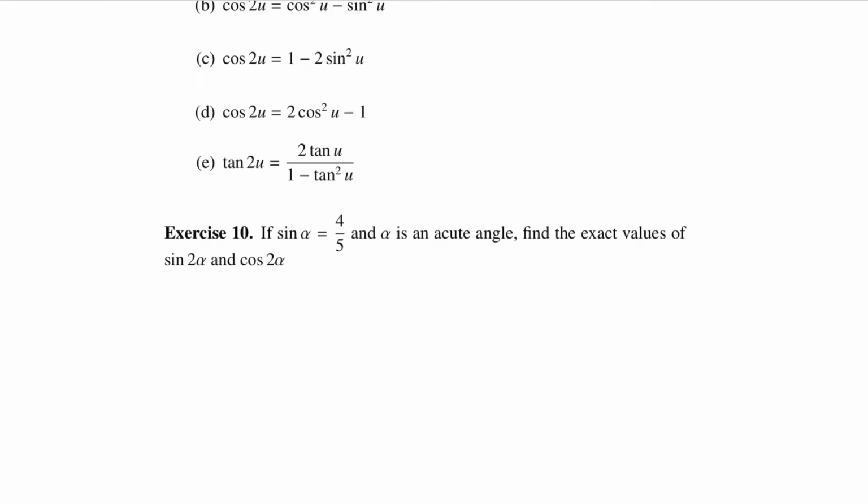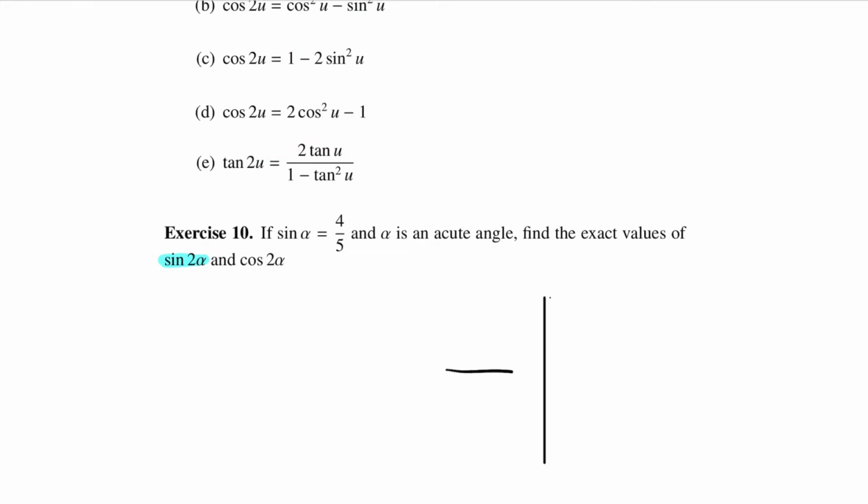Let's look at this first example. It says if sine alpha is 4/5 and alpha is acute, find the exact values of these two. I'm just going to do one of them. I'll do sine. The cosine one is similar. You just choose one of those three formulas.